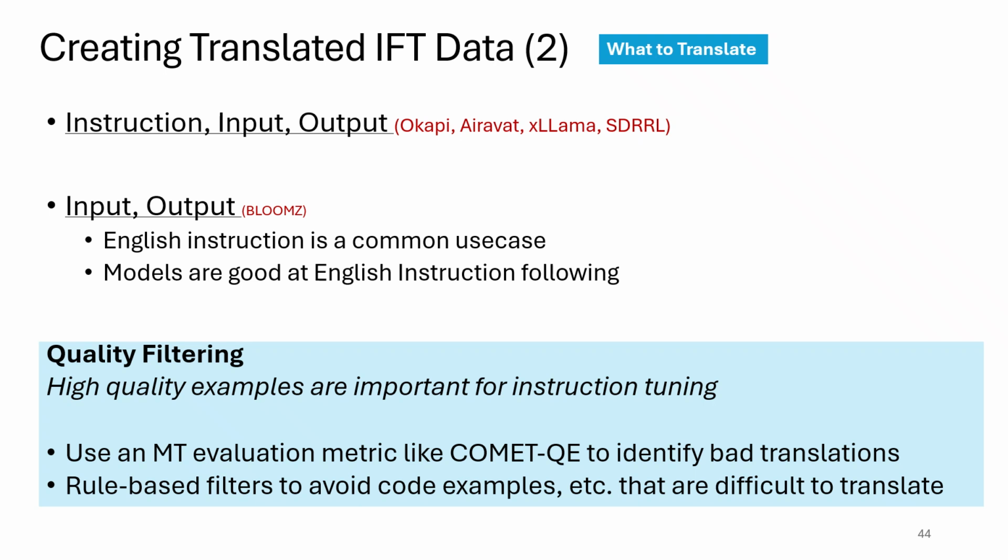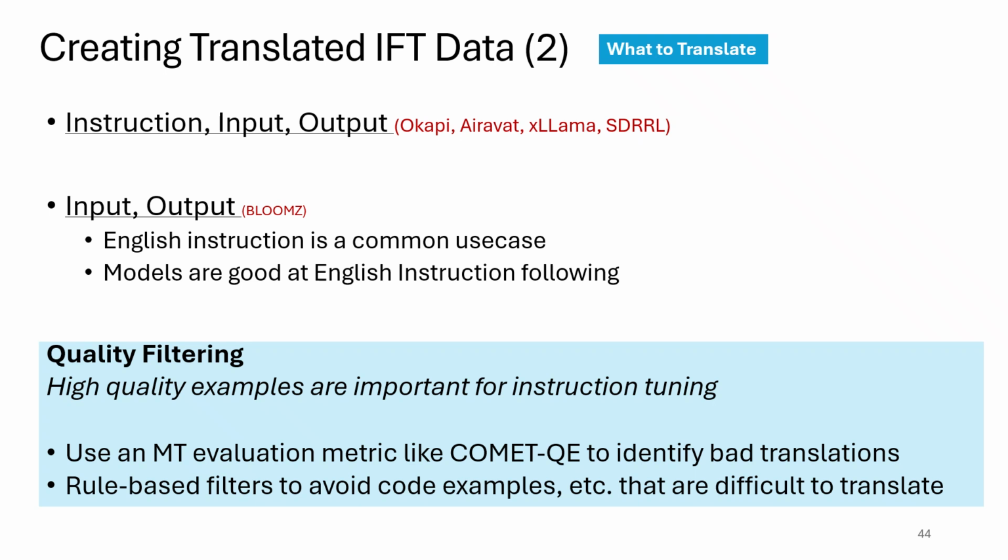Okay, once you've decided what engine to translate with, what do you want to translate? So you have a choice: you could translate instruction, input, output, everything using the translation model, or you could choose to keep the instructions in English. And this is because the models are typically good at English instruction following, and in a lot of use cases you would still write the instructions in English. So keep the instructions in English and just translate the input and output in the target language, which is what Bloomz does.